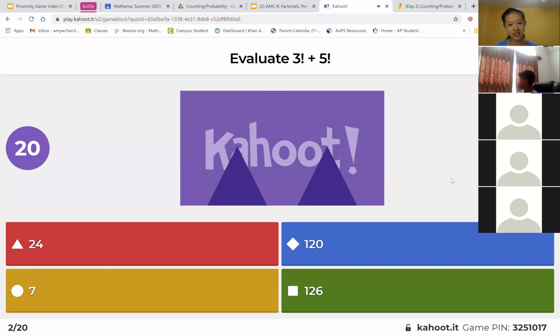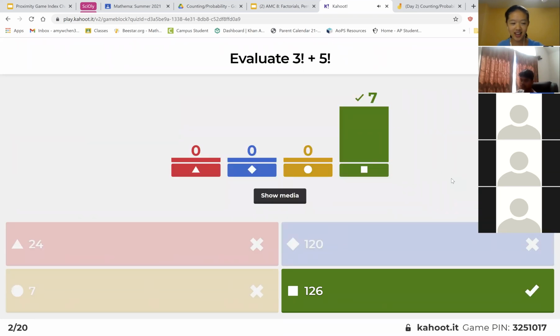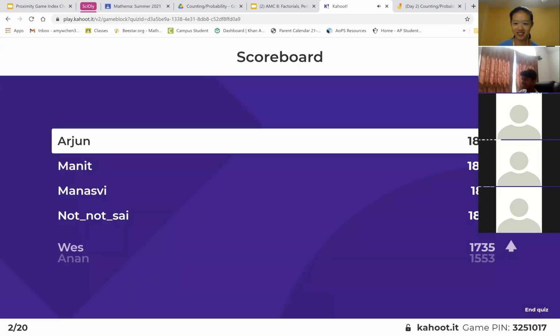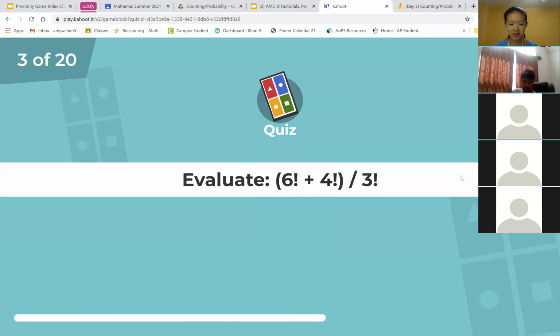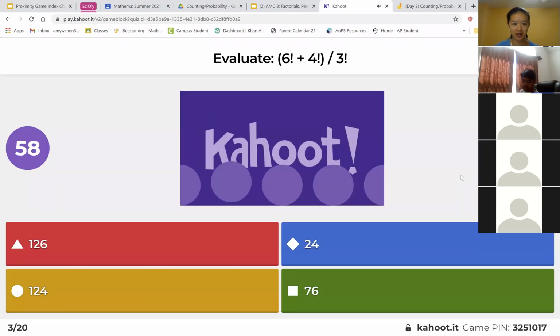I don't know why I put 30 seconds for this, but okay, that's all right. Yay! Oh my gosh, you guys have gotten the first two questions all right. Nice. Really amazing. 6 factorial plus 4 factorial divided by 3 factorial. I think I put too much time on this, but okay, it's fine.